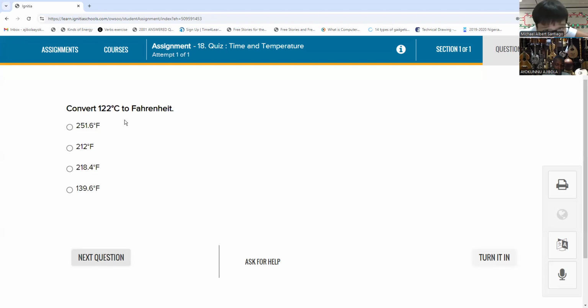I think it should be the second option. Are you sure? Firstly, do it. Multiply by 1.8. Multiply that value by 1.8, then you add 32. Do it quick and tell me your answer. Second option. Do it quick. What did it give you? What did you get?